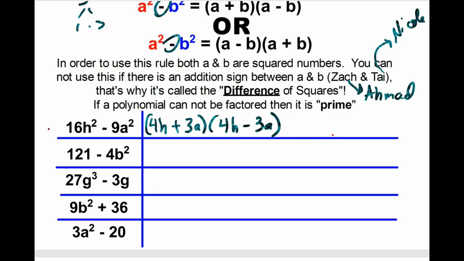Okay. Can we factor this anymore? Well, there's nothing else going there. This is not a difference of squares because h and a have to be squared. All right. So, we are done. D-O-N-E. Done.